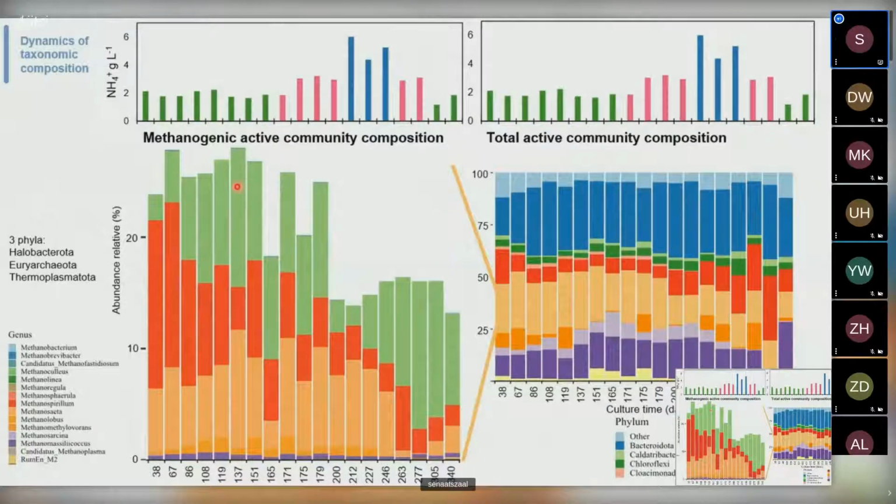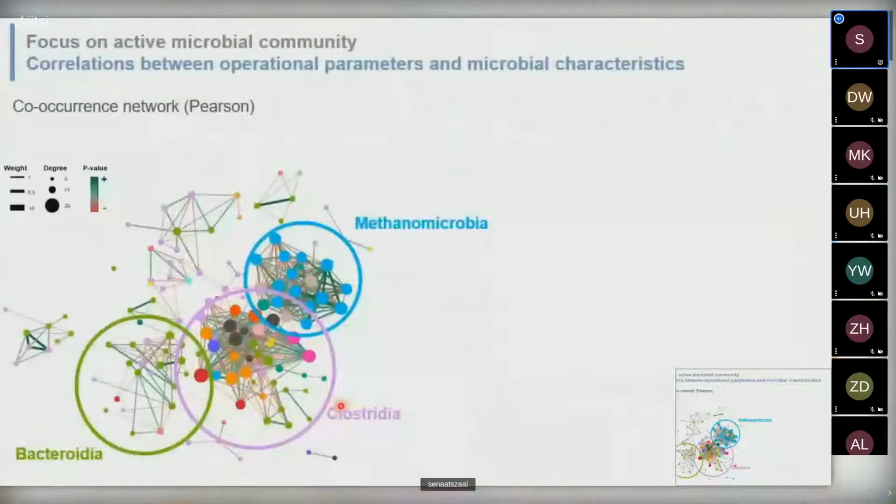We can see that the majority was composed of Methanoculleus, Methanospirillum, and Methanosaeta here in orange. And we can observe that in high concentration of ammonium here, we can observe less Methanoculleus, but a majority of Methanosaeta in light orange.